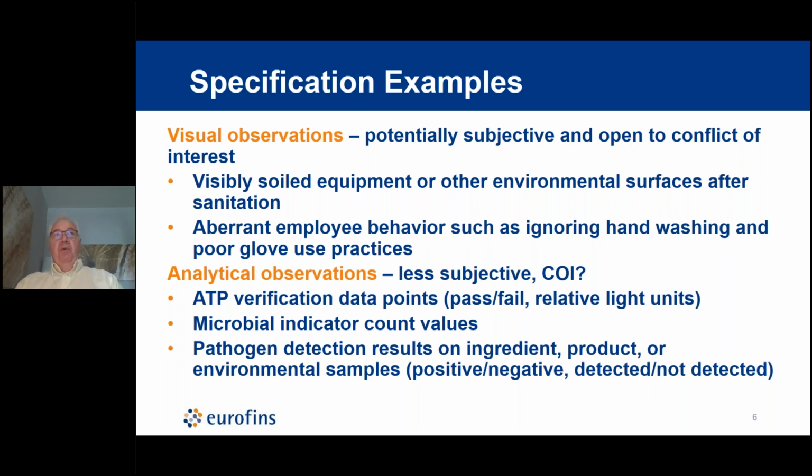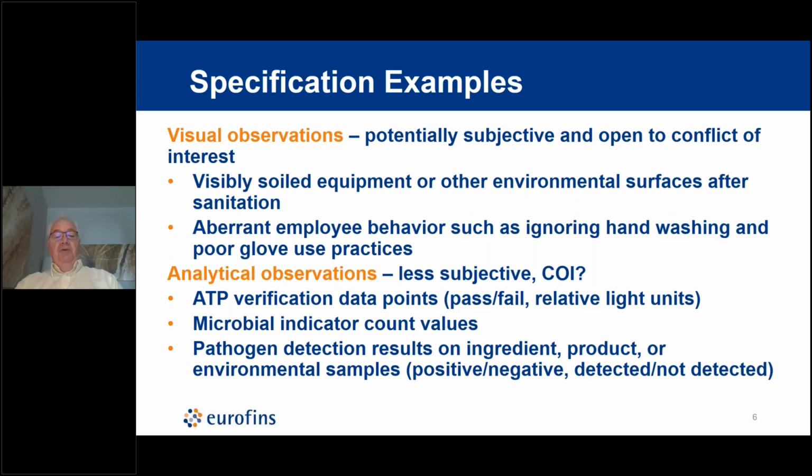You can also do a visual assessment for your GMPs, such as, can you visually observe aberrant employee behavior, such as ignoring hand washing or poor glove use practices? Those both have an implication on food safety. Then you can have analytical observations. This is potentially less subjective, but if the analyses are being done in-house, there could be a conflict of interest. That's what I call COI. Because if production management dictates what to do with the data versus those in food safety and food quality, then there is a definite conflict of interest.